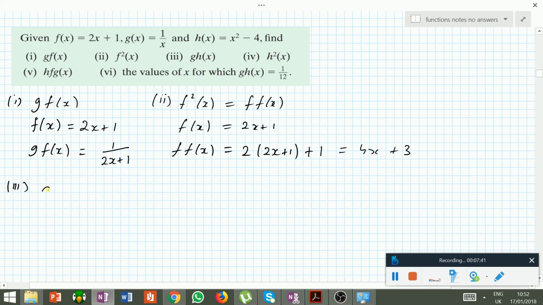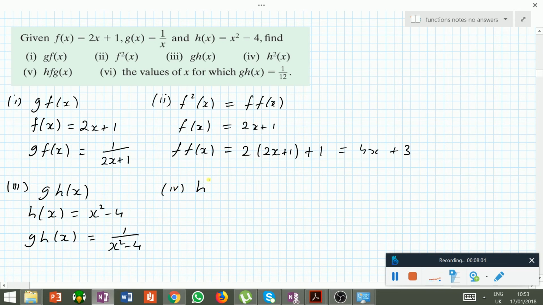You've got g after h of x. H of x is equal to x squared minus 4. And then g after h of x is equal to, okay, g says 1 over x. So it's 1 over, and then h of x is x squared minus 4.